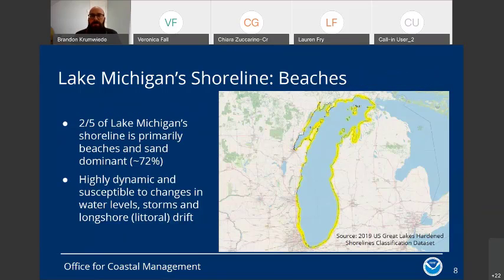So if we look at our natural shorelines, thinking about beaches, for example, 2/5 of Lake Michigan shoreline is fine or beach dominant. And about 72% of that is actually sand dominant. So when we talk about water level changes, you can think about these being areas that can be mobilized as water levels start to rise. They're very highly dynamic and susceptible to changes, either from a storm, high water levels, or alterations to longshore or littoral drift as well. So thinking about how sand moves through these systems. Next slide.